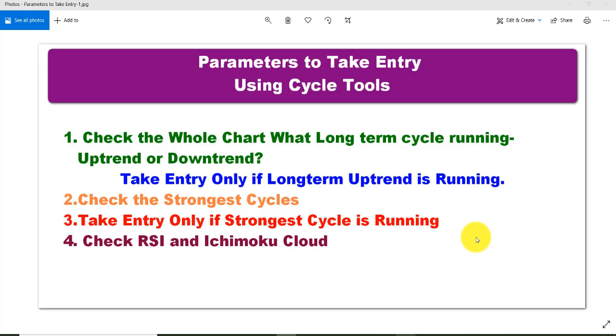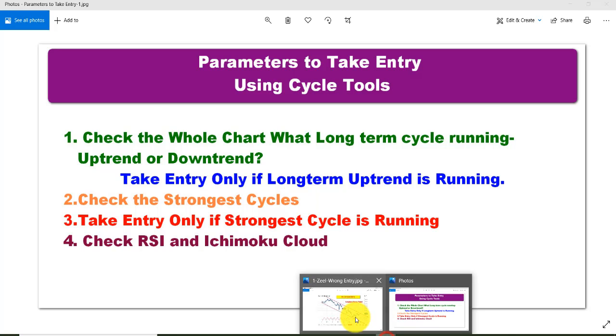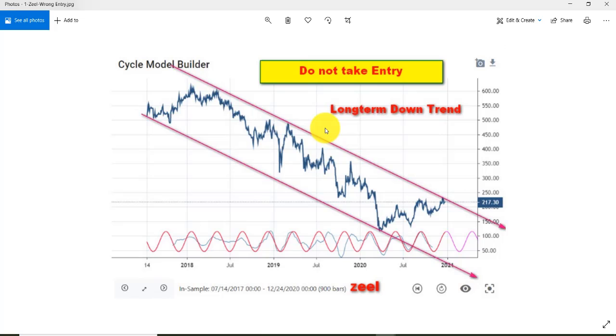These are the parameters to take entry in a trade position. First one is check the whole chart and find out the trend. Identify whether it is in downtrend or uptrend. If it is in downtrend, never touch that stock. For example, this is in downtrend, so we should not enter into this trade.